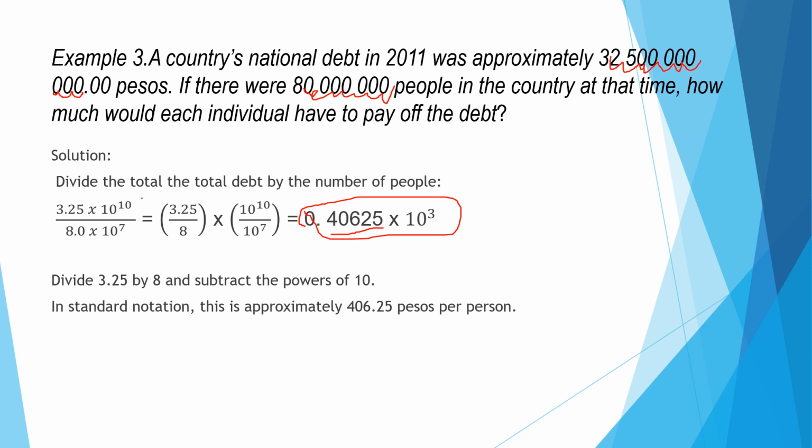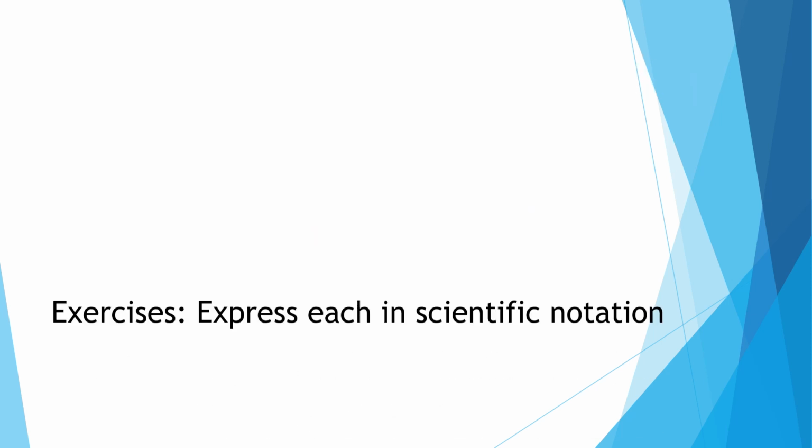Okay, because pag minove naman natin yan, magiging standard 406.25. Okay, pag tinanggalan natin yung ano, so that is 406.25 pesos per person. So yan yung babayaran natin. So yung mga anak natin, yung mga anak nyo hindi pa pinapanganak, babayad na ng utang.